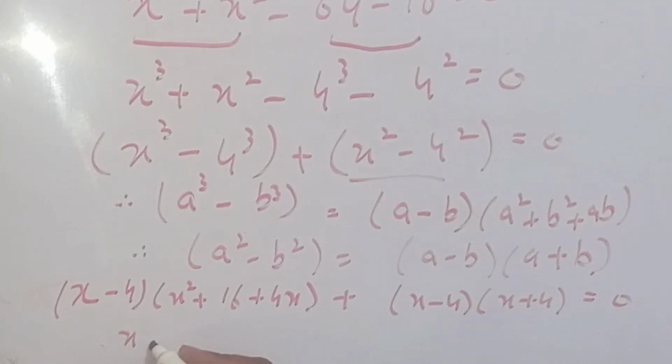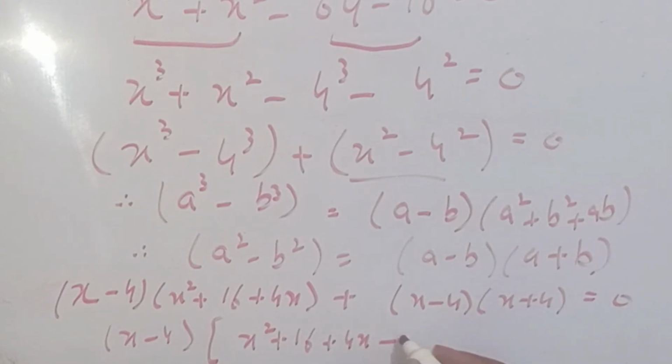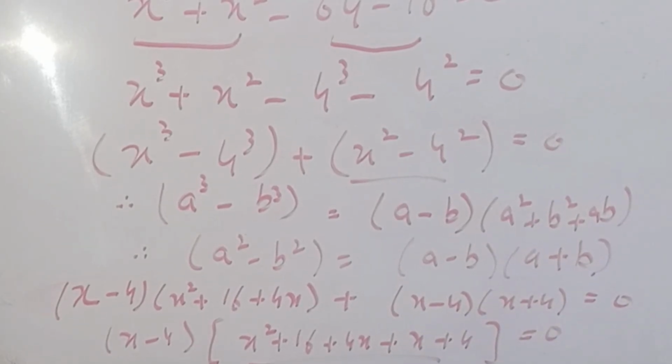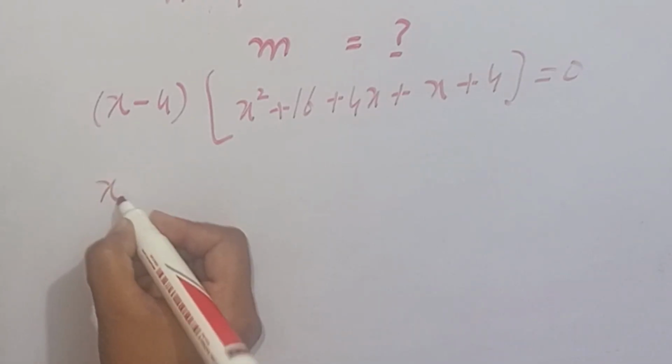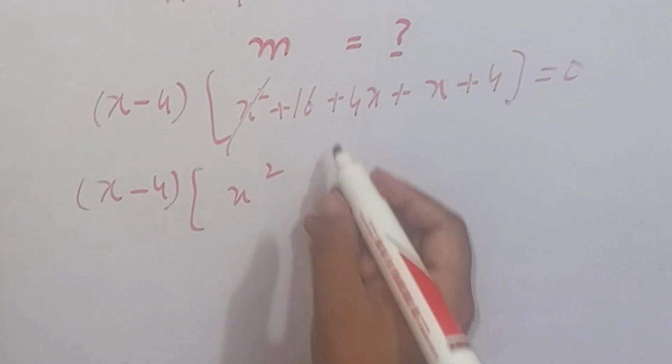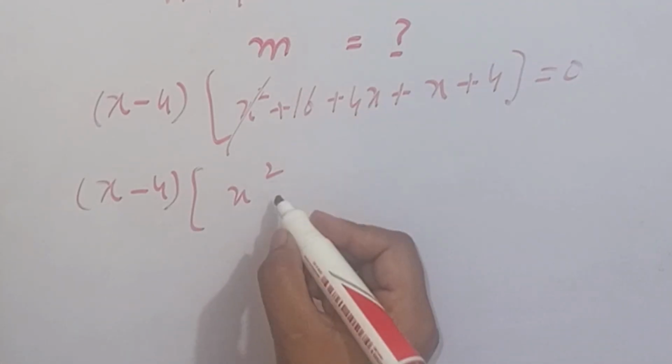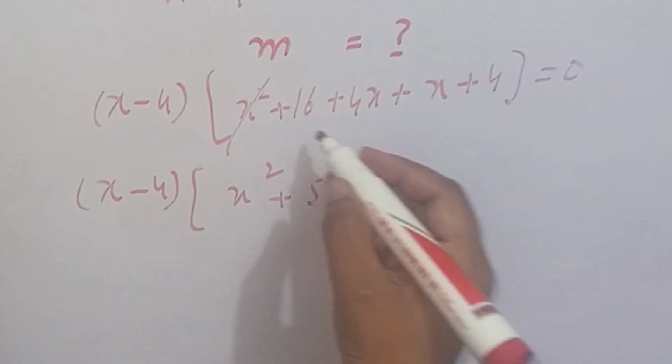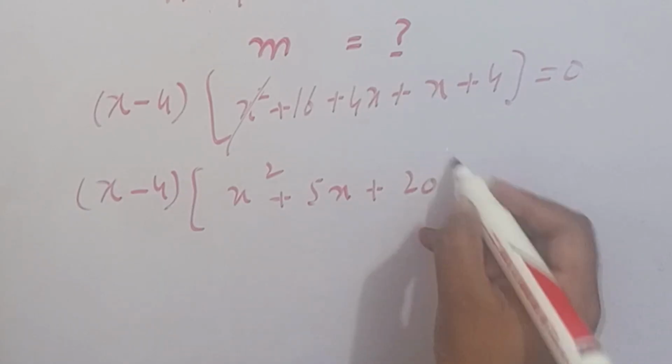Now x plus 4 and x minus 4 are involved in these two terms, so we factor out, and the remaining is x square plus 16 plus 4 times x plus x plus 4. This is equal to 0. Now we solve this part. We write this as x minus 4 multiplied by x square plus 4 times x plus x, which is plus 5 times x, plus 16 plus 4, which is plus 20. This is equal to 0.